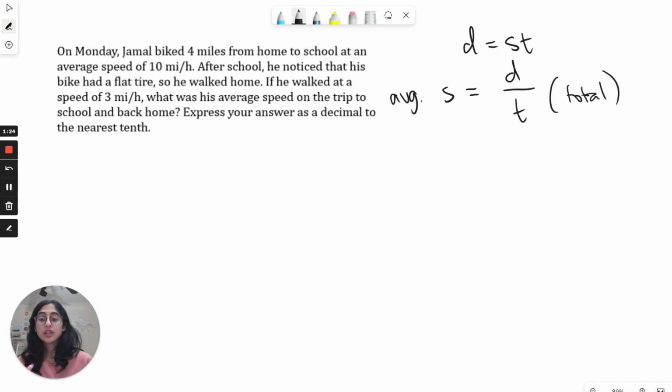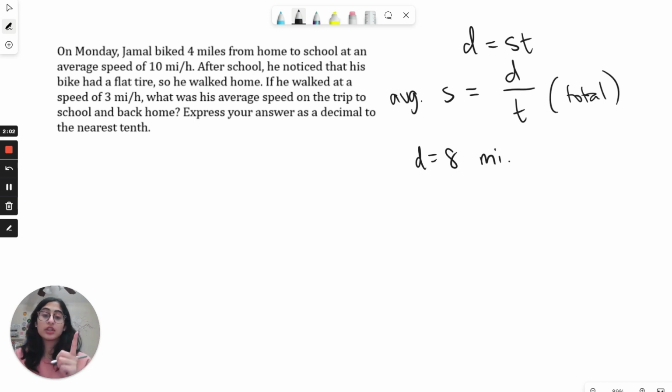So let's look at these two parts of the equation. Do we know D? Do we know his total distance? Yeah, he biked 4 miles to school, walked 4 miles back. 4 plus 4 is 8. His total distance is 8 miles. Now, what about his time? It doesn't really say it in the problem, but of course we can calculate for it.